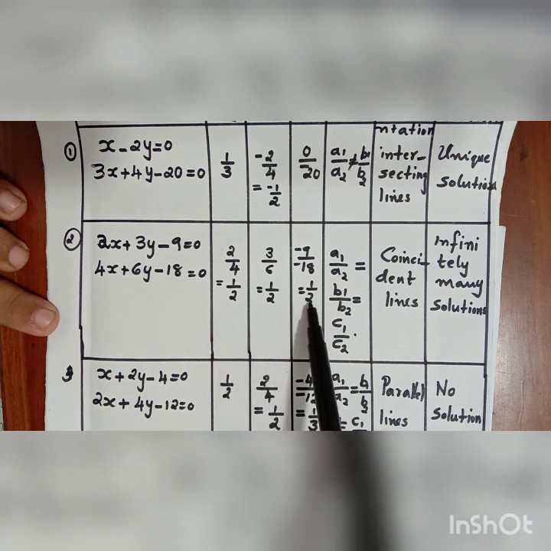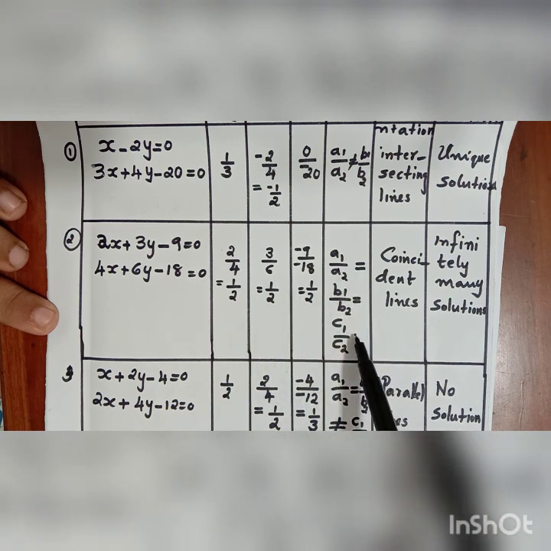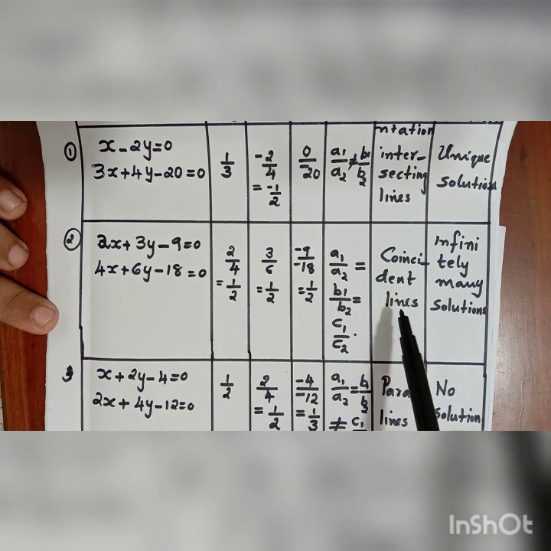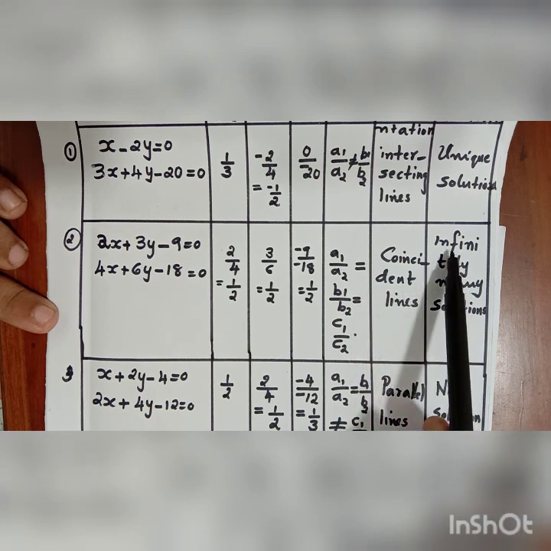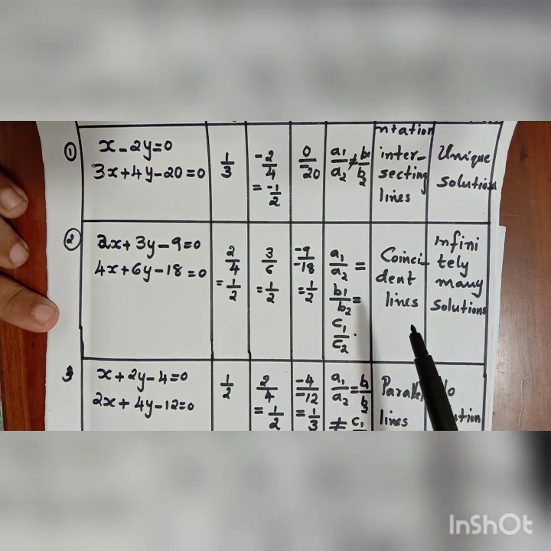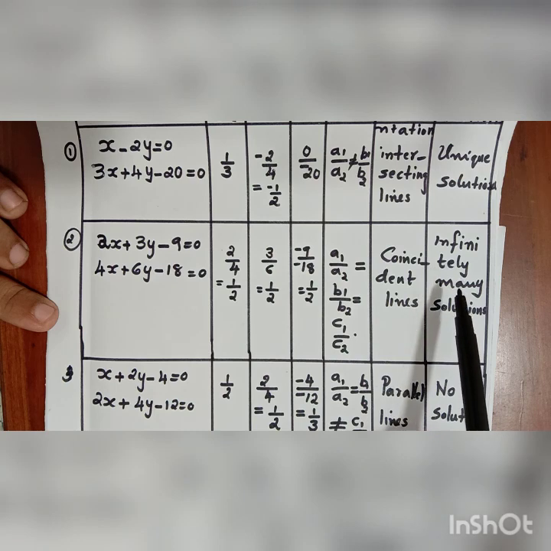So in all these three ratios, we can see that they are equal. That's A1 by A2 equal to B1 by B2 equal to C1 by C2. If all these three ratios are equal, we can say that coincident lines are formed. That means one line lies on the other. It is the same line. So we can have infinitely many solutions. Here the lines are touching each other at each and every point, it is the same line itself. So we have infinitely many solutions.